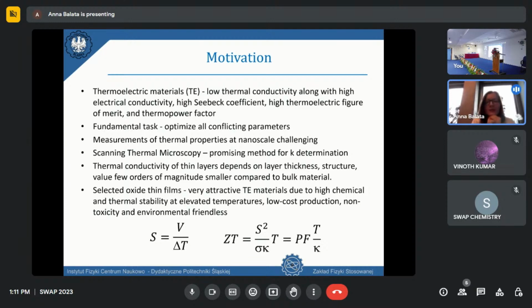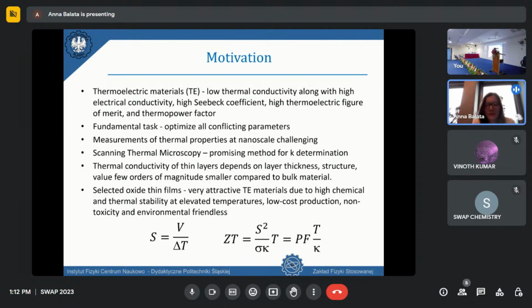And as we know, a thermoelectric material should be a low thermal conductor, along with a high electrical conductivity, high Seebeck effect, high thermoelectric figure of merit, and also thermal power factor. As we see here, these parameters are connected with each other. So the fundamental task is how we can optimize all these conflicting parameters of thermoelectric materials.